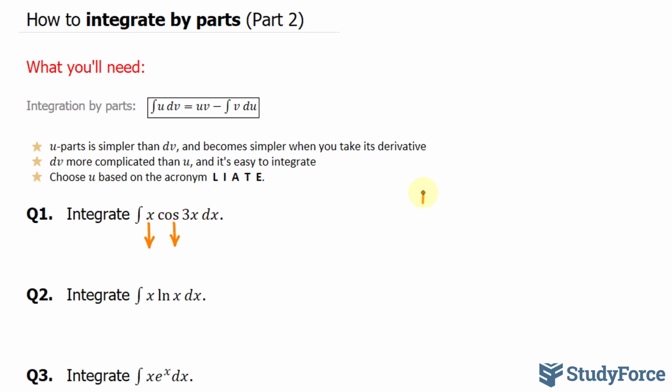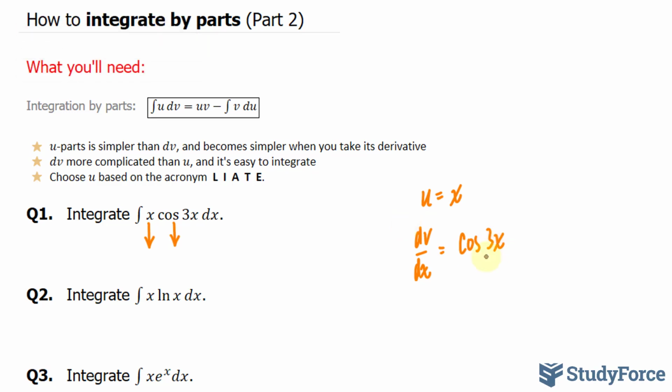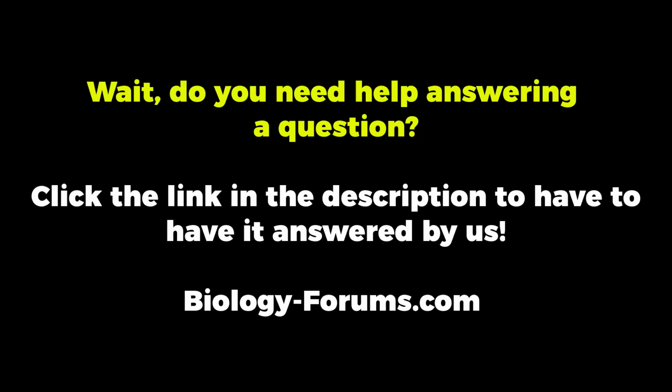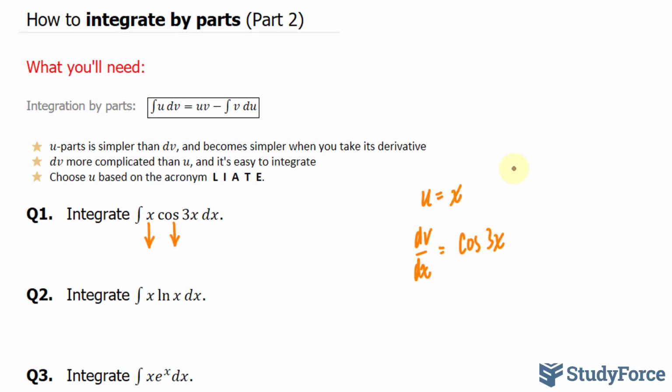So we'll set u equal to x, and we'll set dv dx equal to cosine 3x. So we'll take the derivative of x with respect to x, and we'll find the integral of cosine 3x. The derivative of x is simply 1, so we have du is equal to 1 dx, and we don't need to further solve for dx here because dx is equal to du.